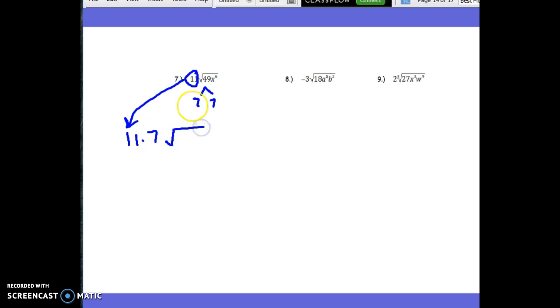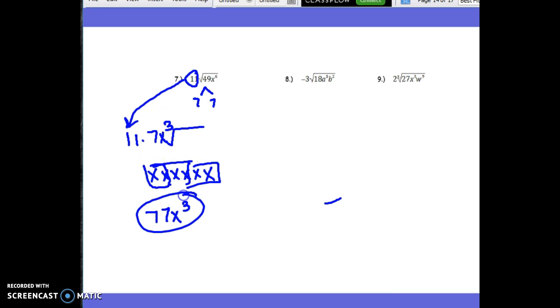And then on the inside of the radical, we're going to take our 6 x's and group them in groups of 2. You find we have 3 of them, so x will be to the third. There's nothing that's actually going to be under the radicand, so when we multiply this out, the answer is just 77x to the third, and we don't even need to have a radical sign. All right, number 8.